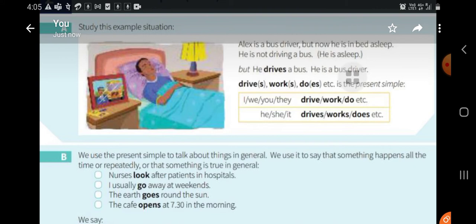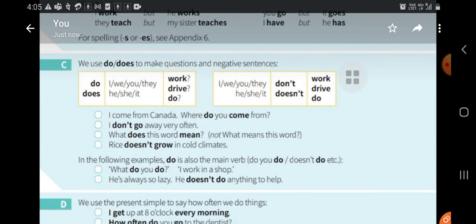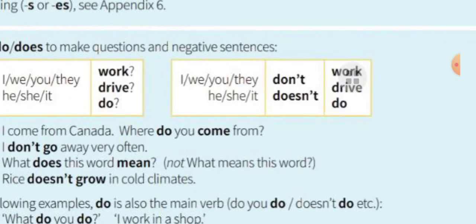Works, does. This is only for the answers. When you talk about some answers or statement sentences, we use s with the verb, whereas when it comes to a question, even if we start with "does he", we end with "work" only, not "works". Then the next box, you can see this box.